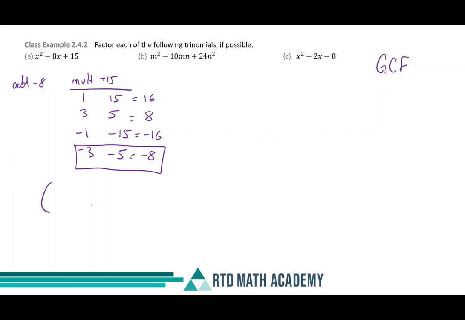Okay. Once we've got that established, you can go ahead and factor by grouping if you like and break it apart. Or we can see we have that nice lead coefficient of a 1, so I can break this apart into minus 3 and minus 5. So x squared minus 8x plus 15 factors down to (x minus 3)(x minus 5).